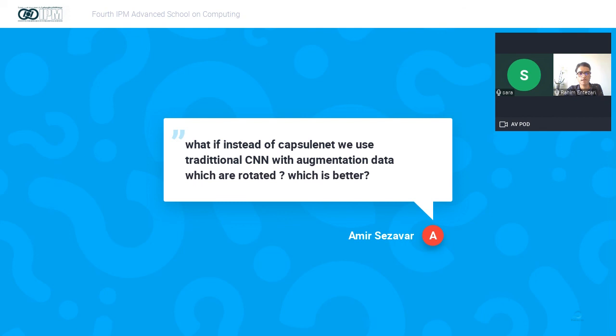So I guess this is aligned with the question of Amri. He asked what if instead of capsule network we use traditional CNNs with augmentation data which are rotated? Which one is better? So that's exactly what other methods essentially do to get very good results, which is data augmentation. We argue that that's very inefficient to try to do, especially for unsupervised networks.